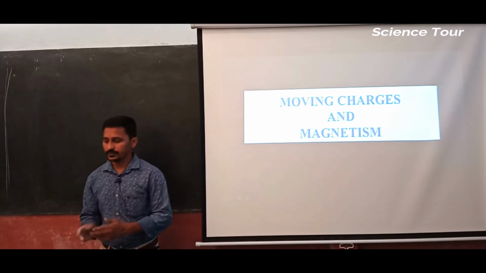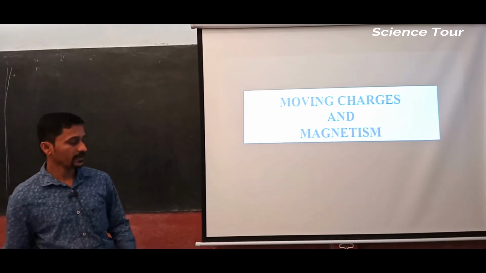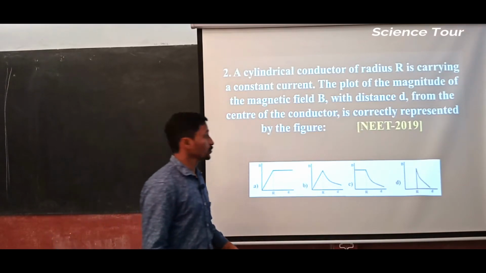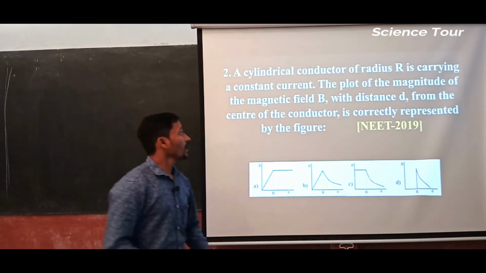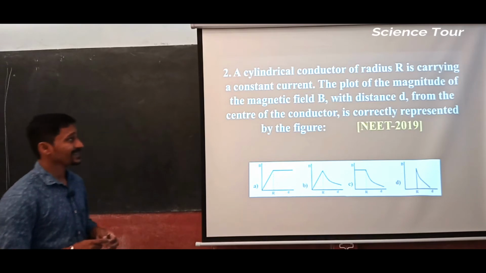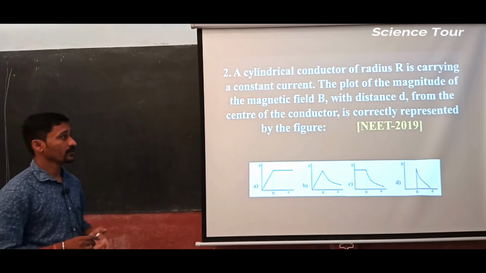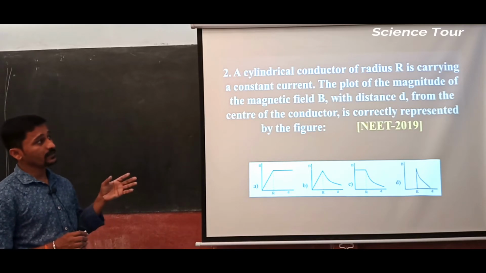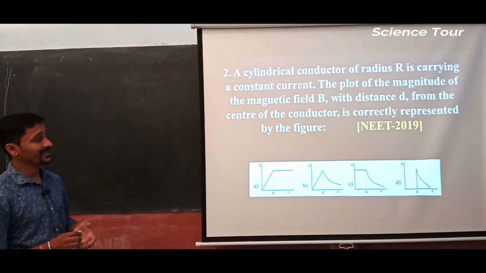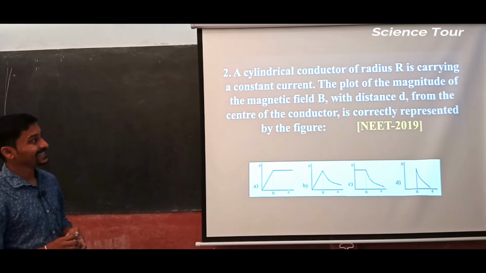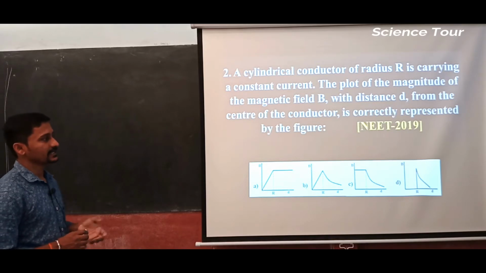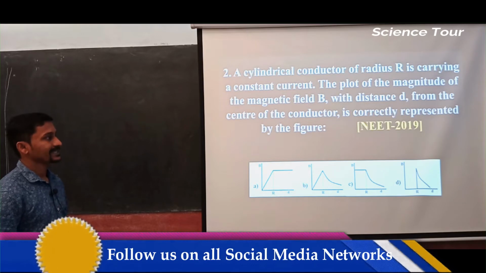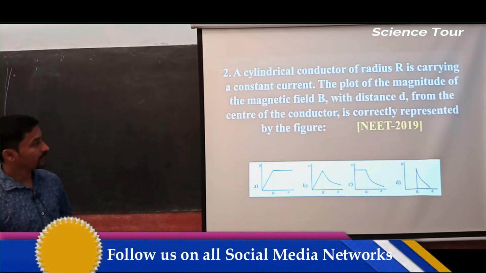Welcome to all of you. We were talking about moving charges and magnetism, and the next question we are going to talk about is this. A cylindrical conductor of radius R carrying a constant current, the plot of the magnitude of the magnetic field B with the distance d from the center of the conductor is correctly represented by the figure.